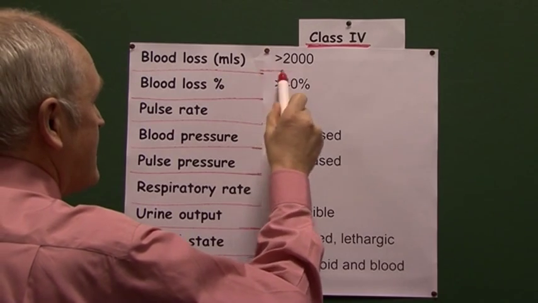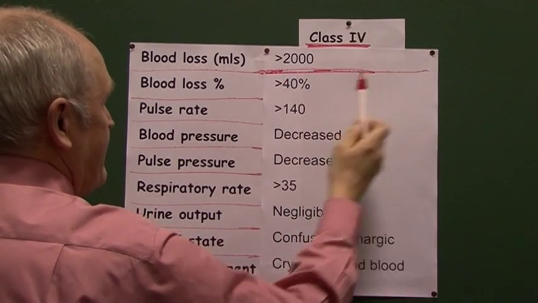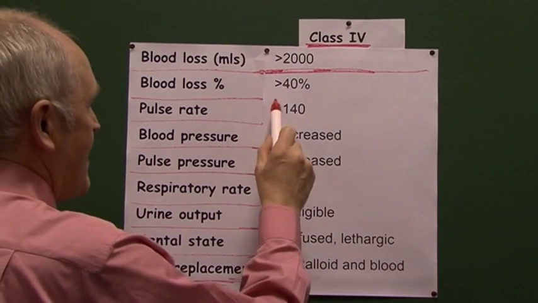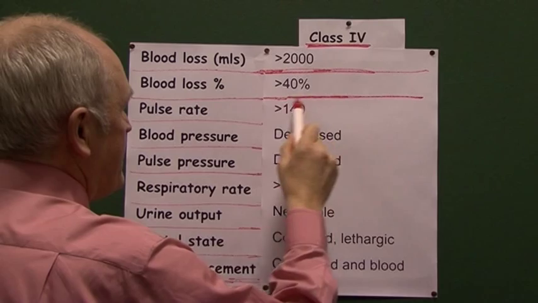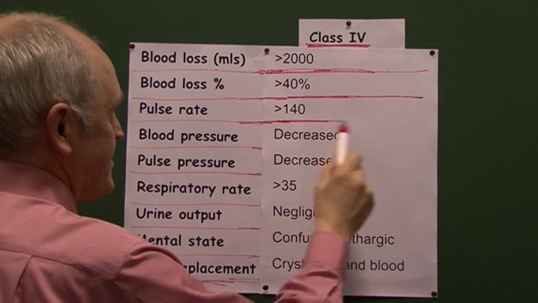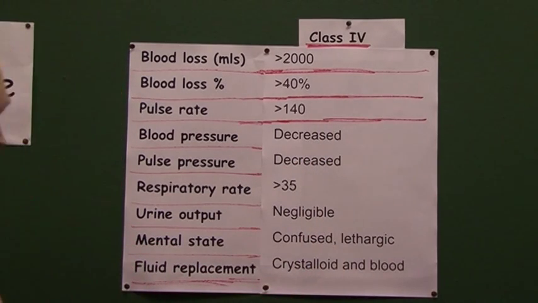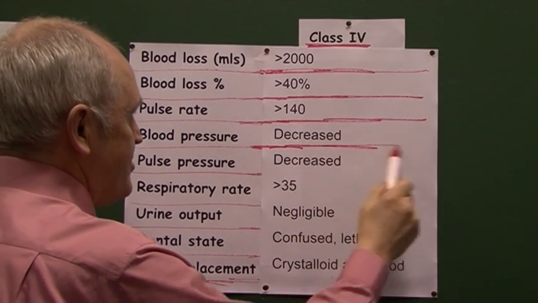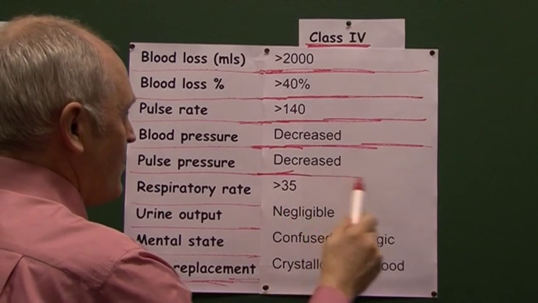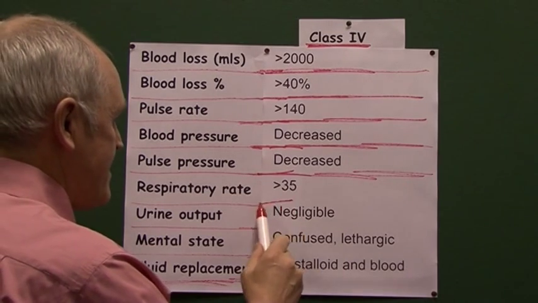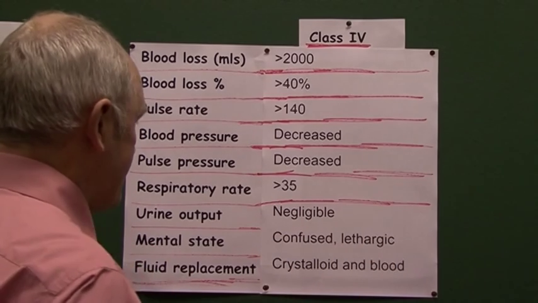Because in class 4 they've lost 2 litres of their 5 litres of blood, assuming they're this 70 kilogram man whose ideal weight would be 70 kilograms. Blood loss now greater than 40%, immediate life-threatening. Pulse rate, while the heart's doing all it can to compensate, probably greater than 140 beats per minute. The systolic blood pressure can be significantly reduced. The pulse pressure will be massively reduced. The respiratory rate will be very fast, very tachypneic.